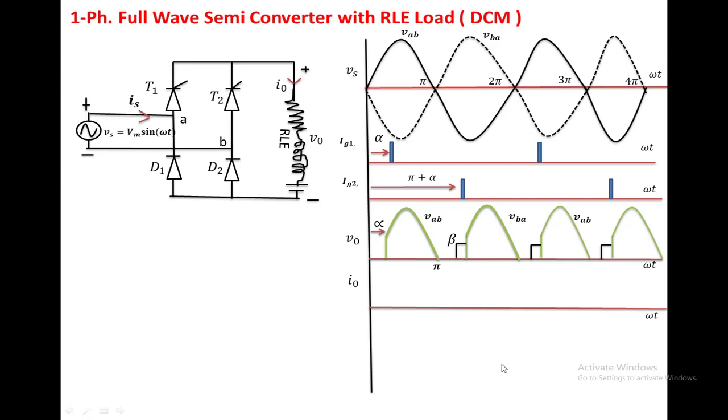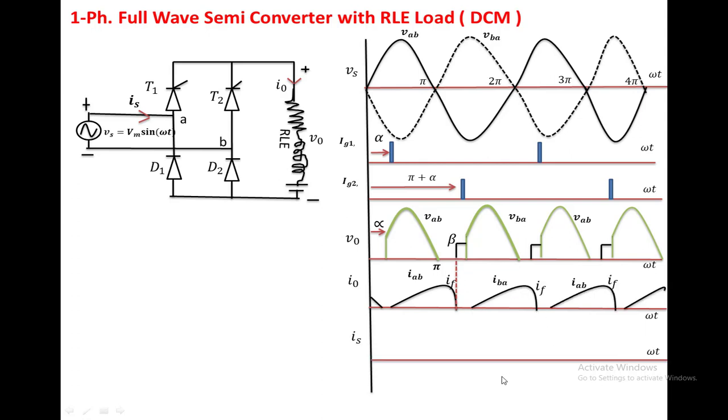If we draw the load current waveform from alpha to pi, the load current increases. After pi, the load current decreases to 0. From beta to pi plus alpha, no device is conducting, so the load current becomes 0. Again the same, it increases and decreases.